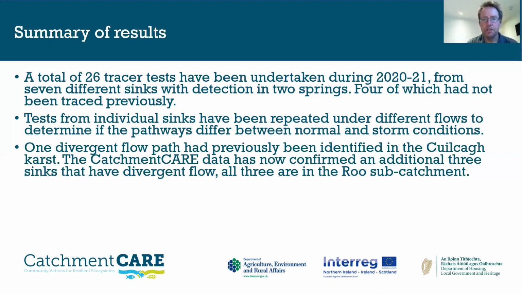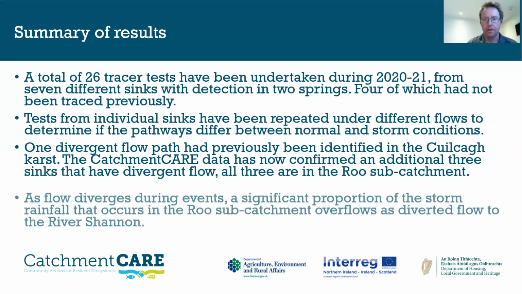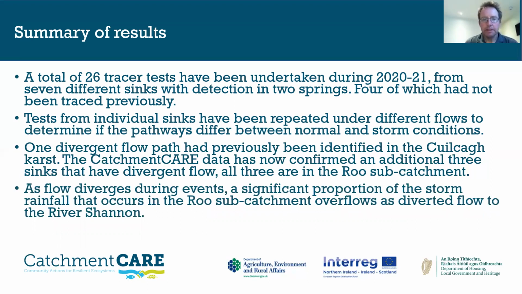All 3 of these new sinks that are divergent are in the Rue catchment, and it could be a characteristic of the Rue subcatchment that we have this divergent flow during storm events. And as we said, as the flow diverges during storm events, it's a significant proportion of the storm water. In fact, it's probably the majority of the storm water that overflows. So during those big storm events, the majority of the storm flow goes to the River Shannon, with only a base flow component going to the Barron and the Rue tributary.